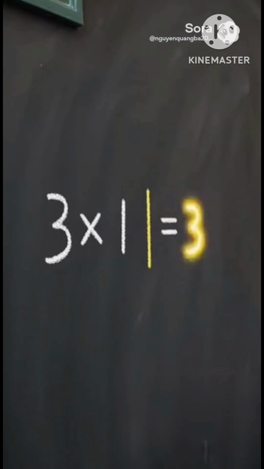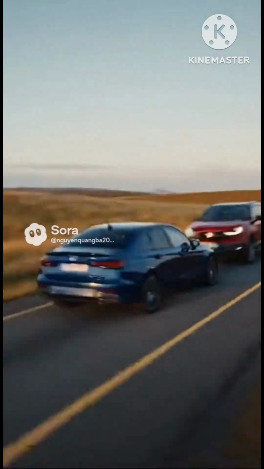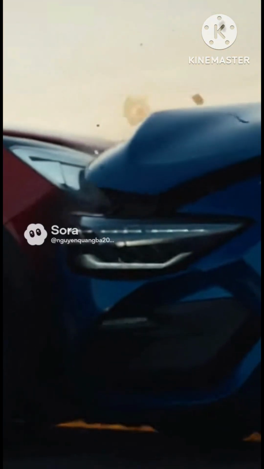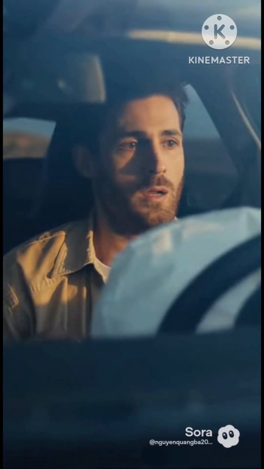3 times 1. Simple enough. Equals 3. But life isn't always math. One mistake, 1 second, and the answer changes.